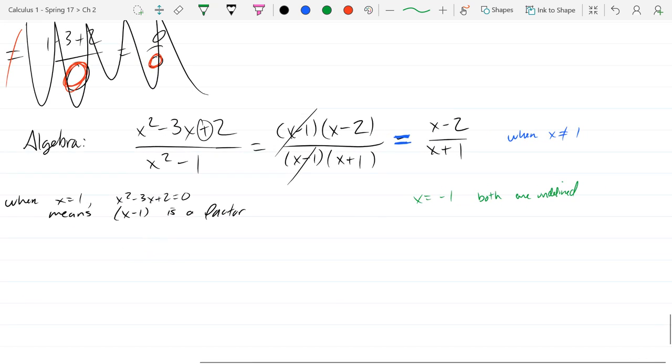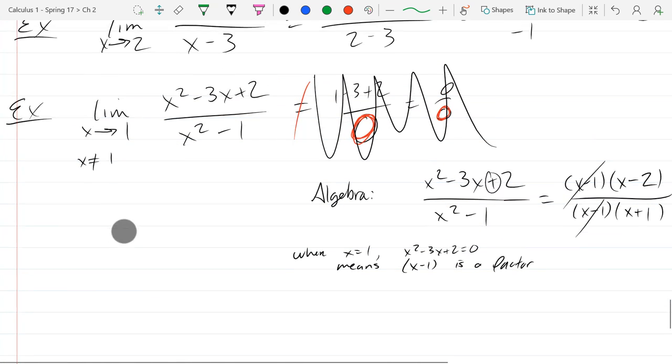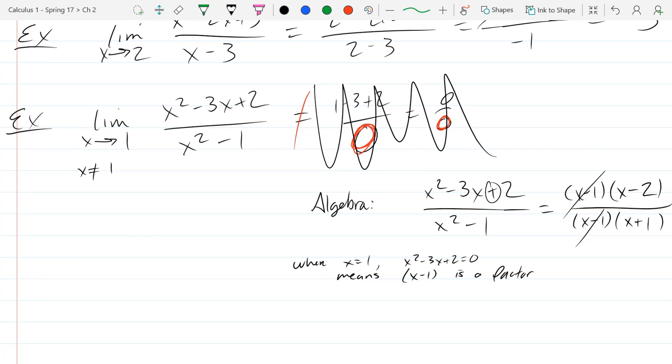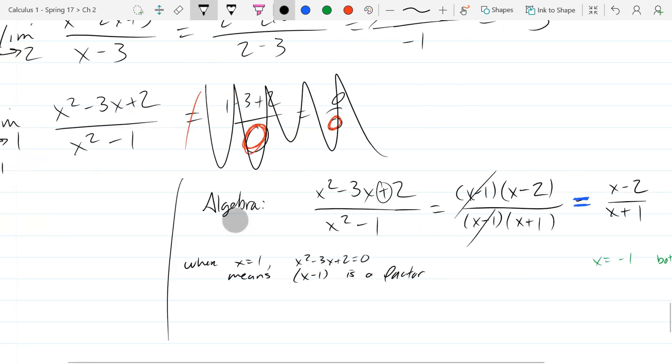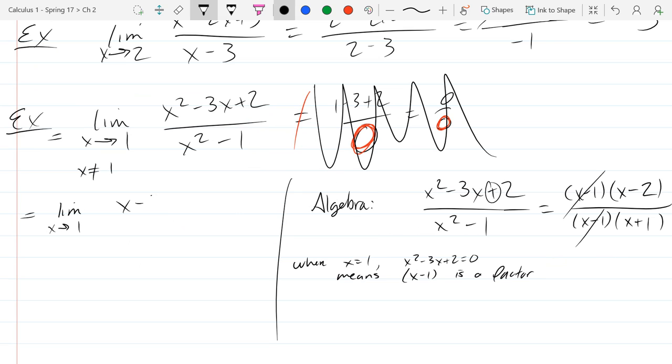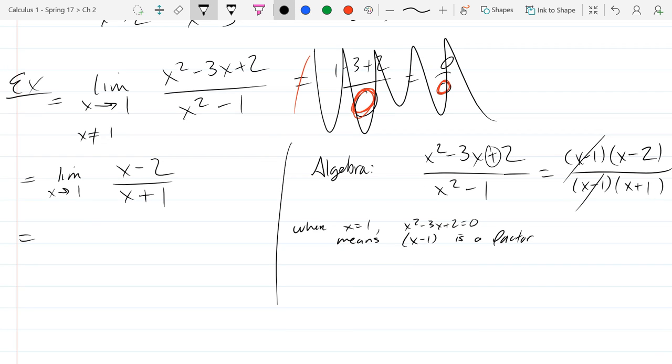So good news is, in our limit, does our limit care about x actually equaling 1? Nope, only x close to 1. So the fact that it's not equal there is not relevant to our limit right here. So we'll rewrite our limit with this nicer form, which is x minus 2 over x plus 1. And now we have no problem plugging in 1. And our limit is negative 1 half in this case.